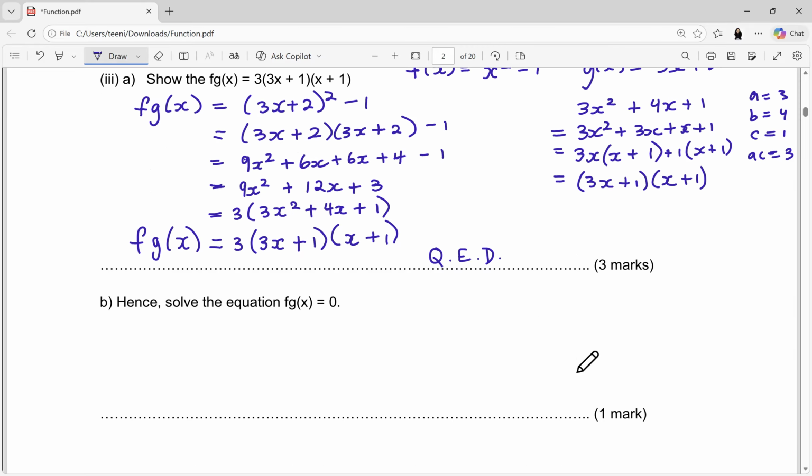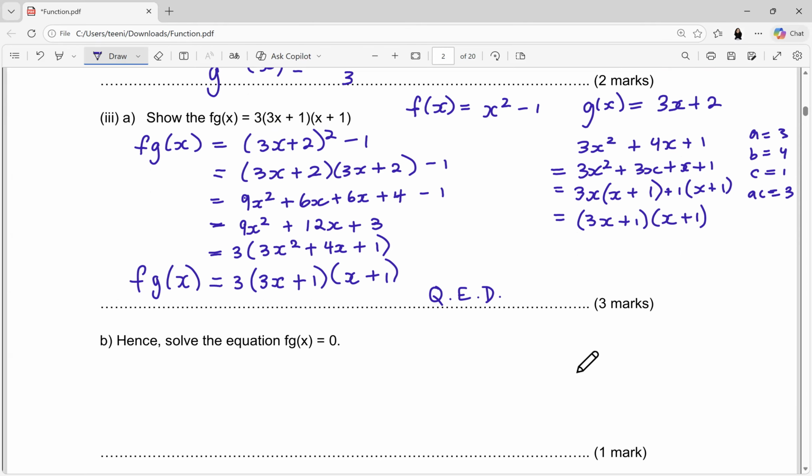And hence, solve the equation f of g of x is equal to 0. So to solve the equation f of g of x is equal to 0, you would write 3 by 3x plus 1 by x plus 1 is equal to 0. So that means all of this would be equal to 0 divided by 3. So you'll just end up with 3x plus 1 by x plus 1 is equal to 0. 0 divided by 3 is 0. I divided throughout by 3 to get rid of this 3 on the outside.